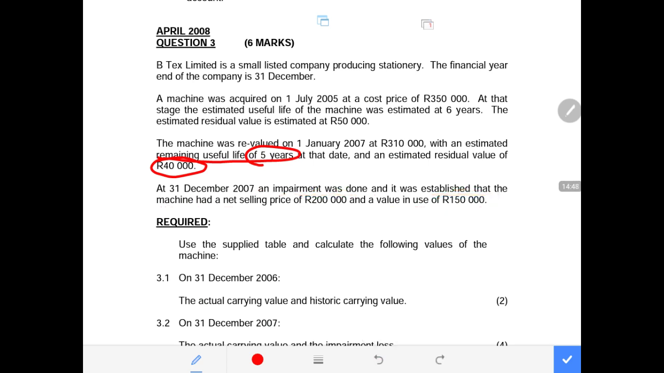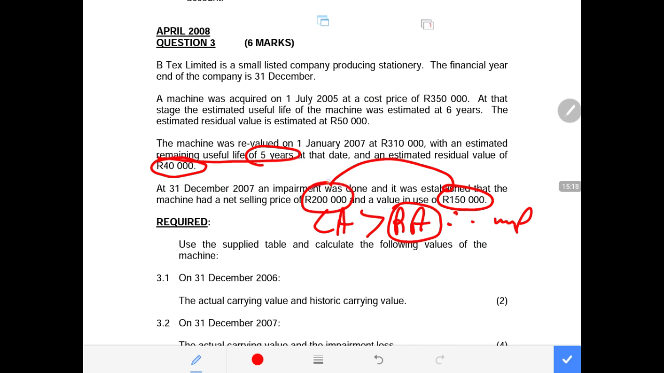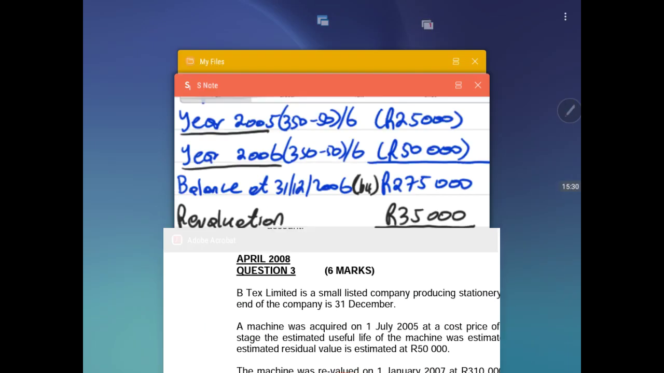So now what do we do? We need to impair our asset because they've already tested for impairment and they established that there is definitely an impairment, meaning the carrying amount of our asset was greater than the recoverable amount of our asset. Therefore, the difference will be an impairment. Now, remember, our recoverable amount is the higher of the value in use and the selling price, of which the selling price is the bigger one. Then we take the selling price as the recoverable amount. So our recoverable amount becomes 200,000 rands, and we look at our carrying amount at this point in time.